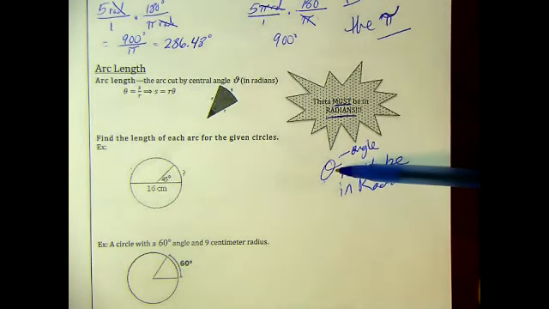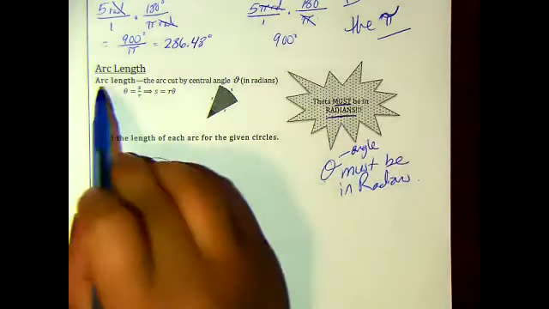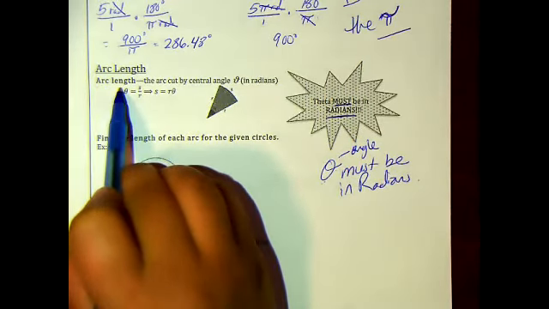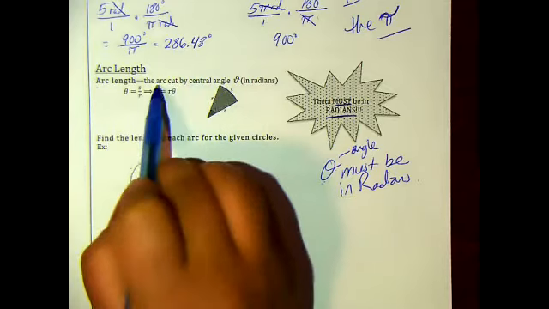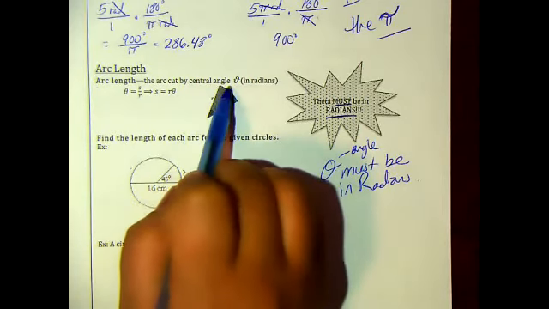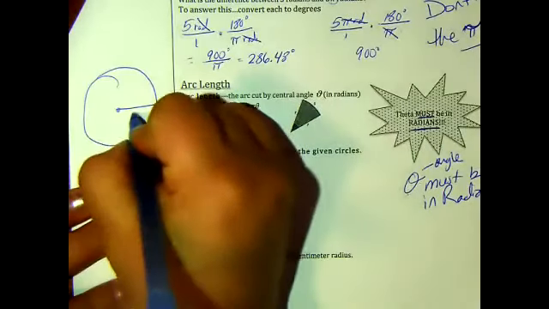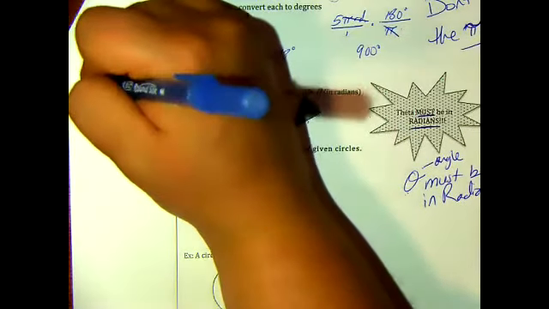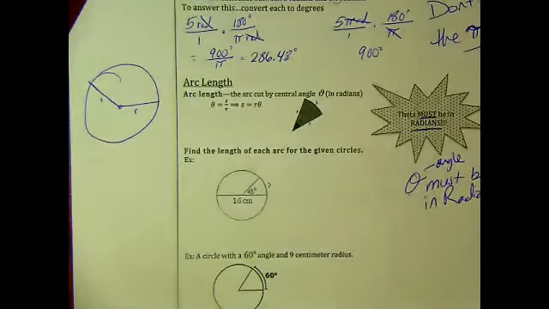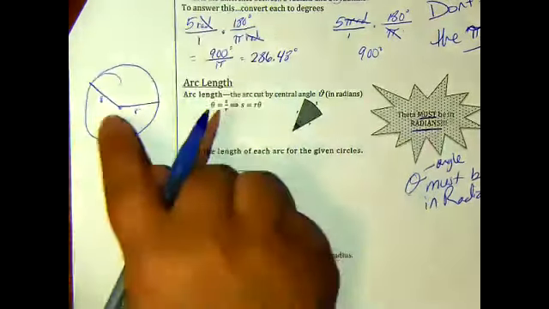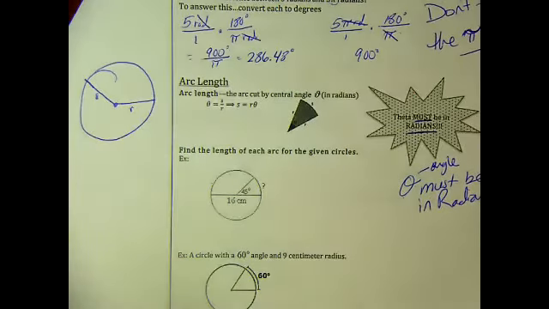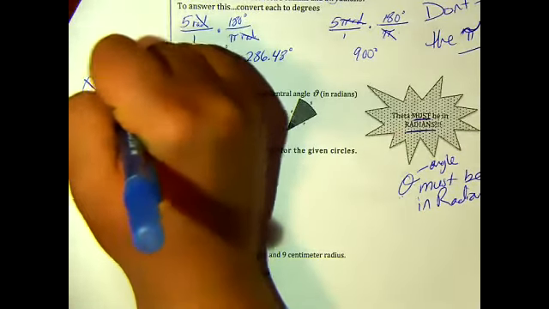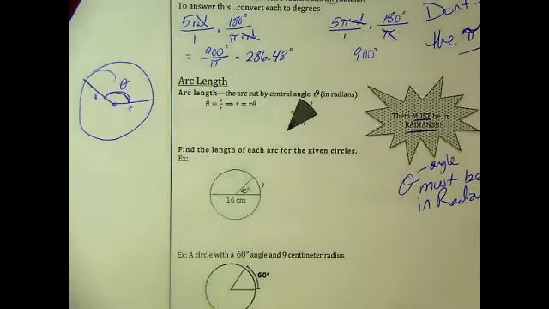The reason why we're talking about theta here, our angle, is because when we're trying to find the arc length, the arc length is essentially the arc cut by a central angle theta. So in a circle, here's my circle. I have my radius right here. Suppose I have an angle here. Suppose I have that angle right there. This angle, since the vertex is at the center, is called a central angle. So we can call that central angle theta.